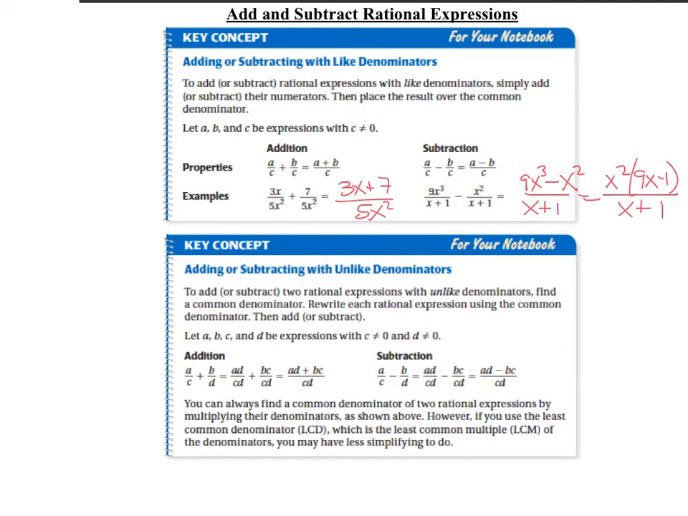You can always find a common denominator by multiplying the denominators. However, if you use the least common multiple to find the least common denominator, you'll have less simplifying to do. That means less factoring. So if you want to avoid the factoring and attempting to simplify, then always try and find your least common multiple, or least common denominator.